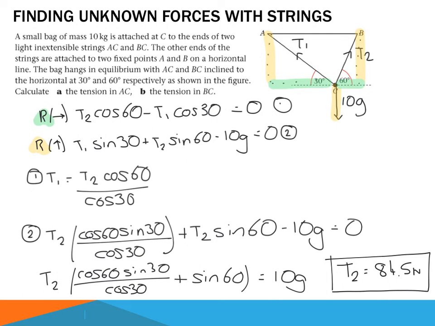So T2 is, when we look back at the question, we're going to just work out if it's AC or BC, and that AC is T1, so we've just worked out BC. So this is the answer for part B.